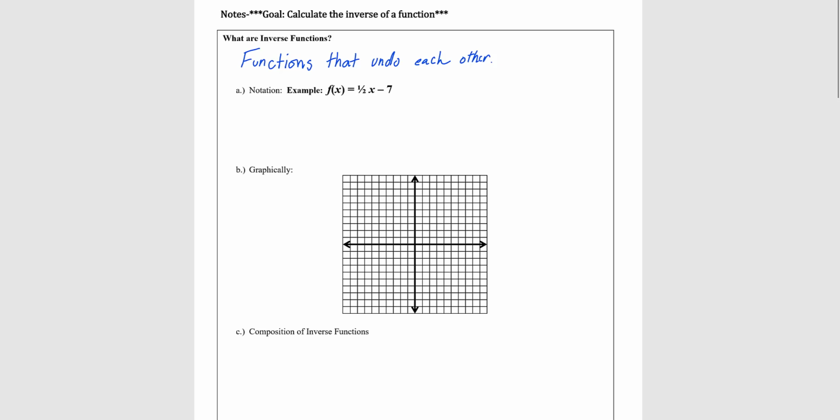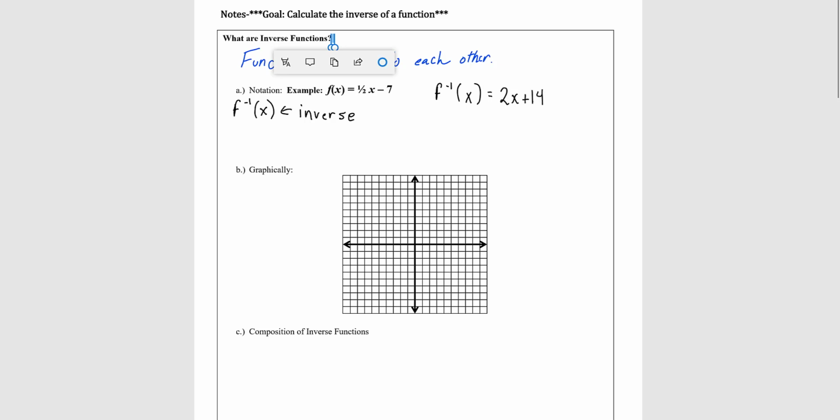f of x equals 1/2 x minus 7. So the first thing you need to know is the notation for inverse. It's an f with a raised -1 symbol, and usually x. And this just means inverse of the function f. So when you see that raised -1, there's no math happening there. It's just a symbol. So the inverse of this function is 2x plus 14. We'll talk in a minute exactly how we can come up with that.